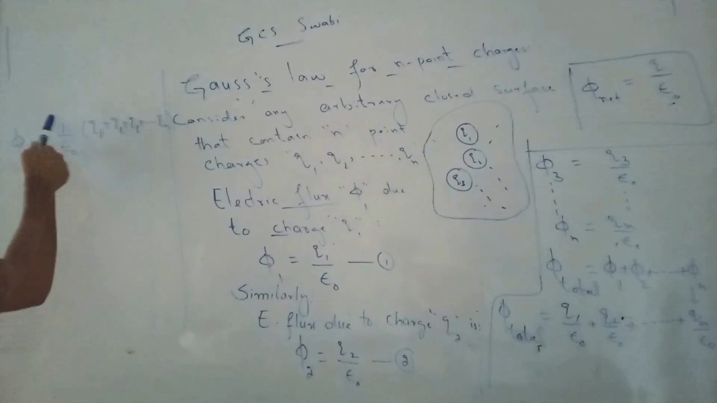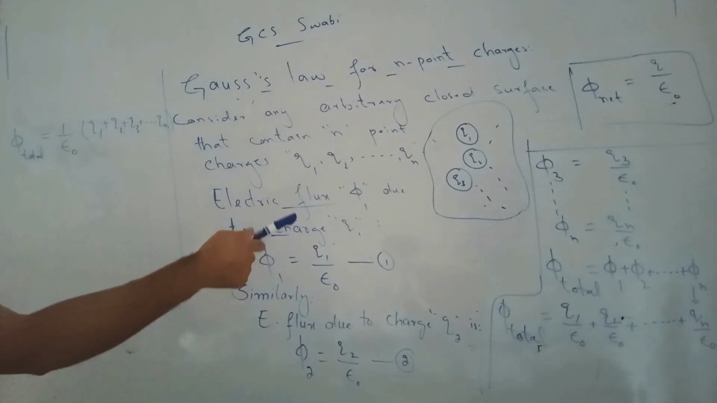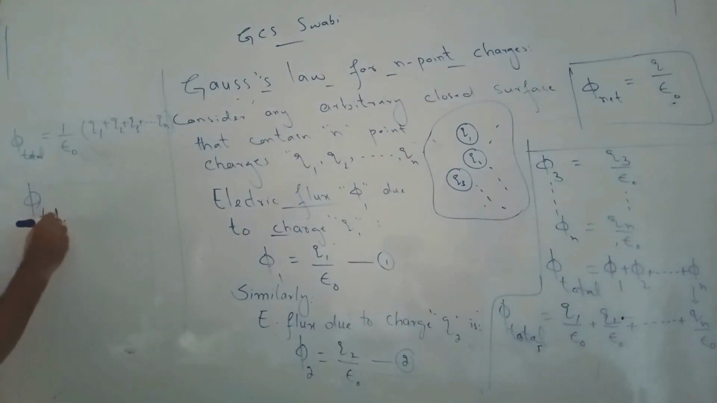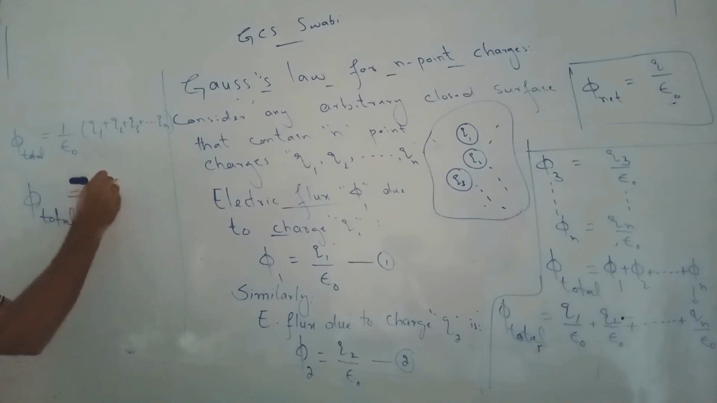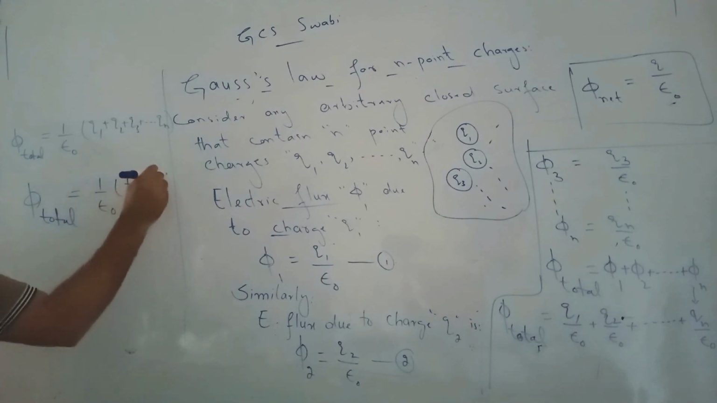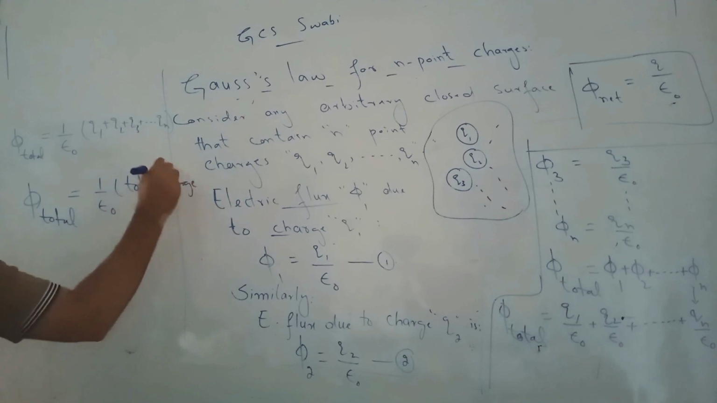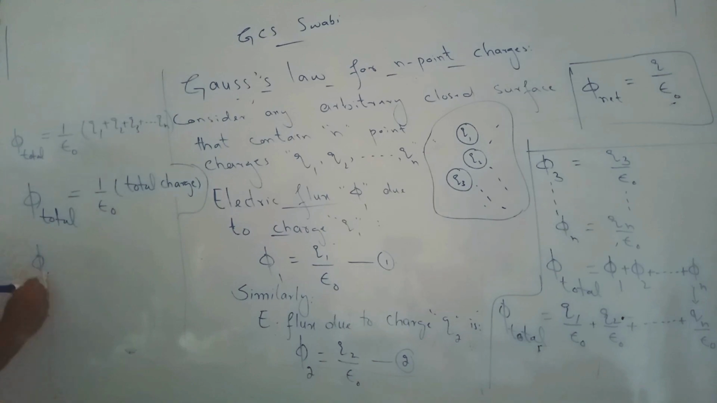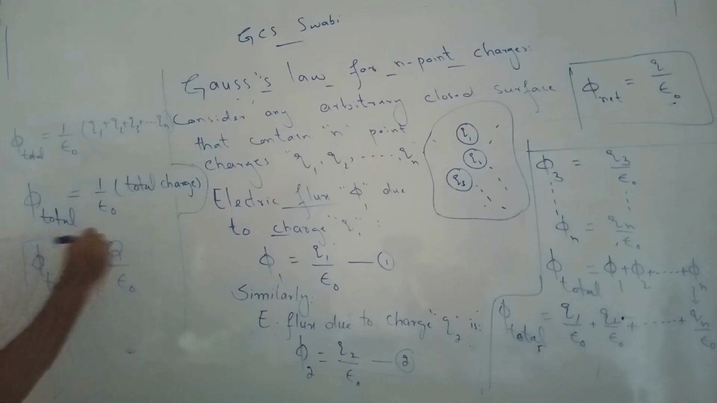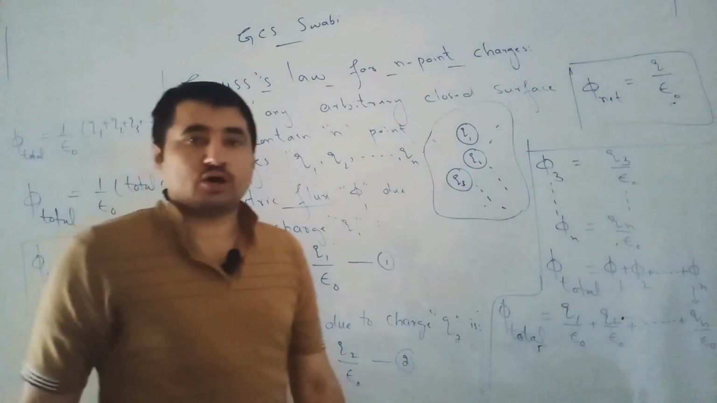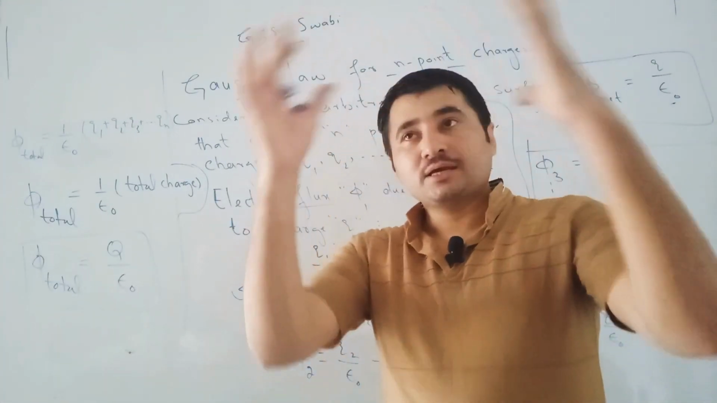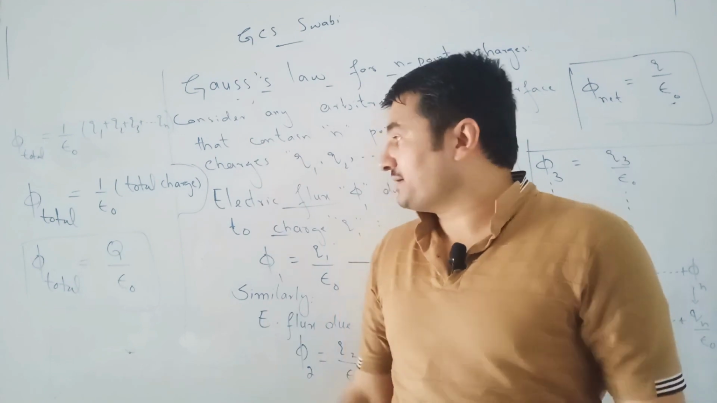These Q1, Q2, Q3 are the total charges enclosed by this surface. So I can write this equation: flux total equals 1 over epsilon naught times the total charge enclosed by this surface. For example, if the total charge is Q, then flux equals Q by epsilon naught. So that is Gauss's law for n-point charges inside a closed surface, any arbitrary surface.